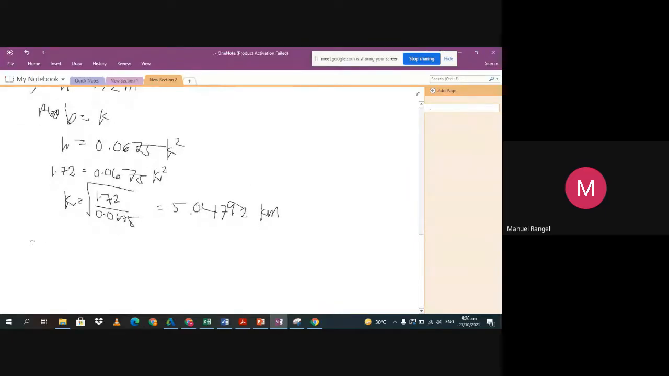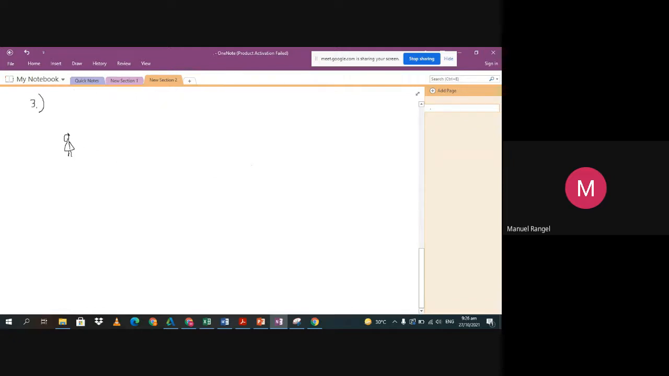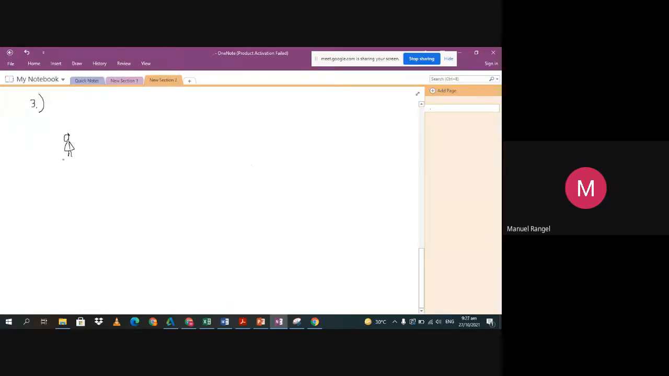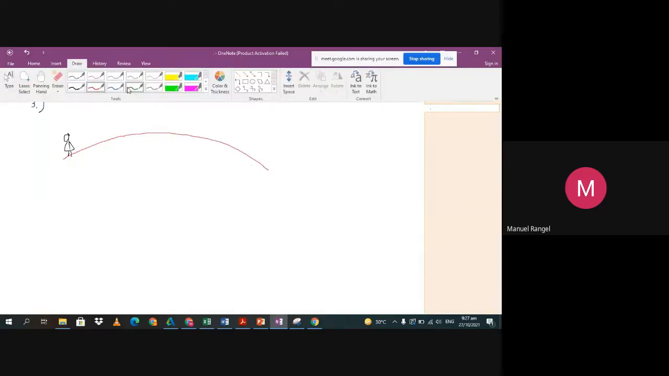Number 3. So a woman is standing on a beach. So example na siya dire, no? This is a woman standing on a beach. Ang makita lang niya is ang top of the lighthouse. So example, this is the lighthouse.